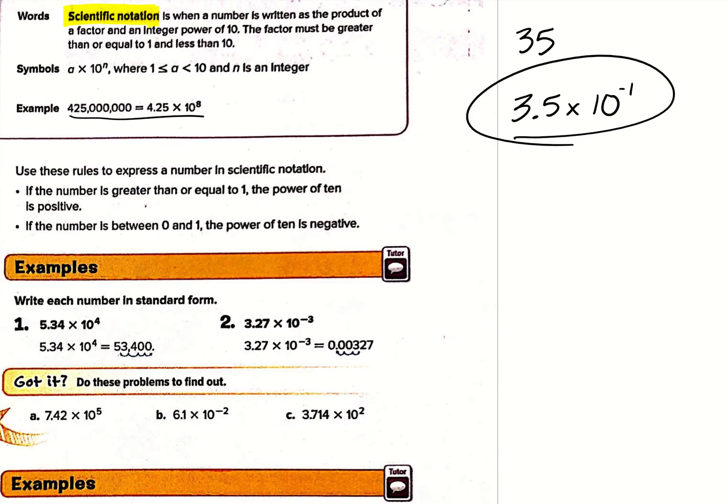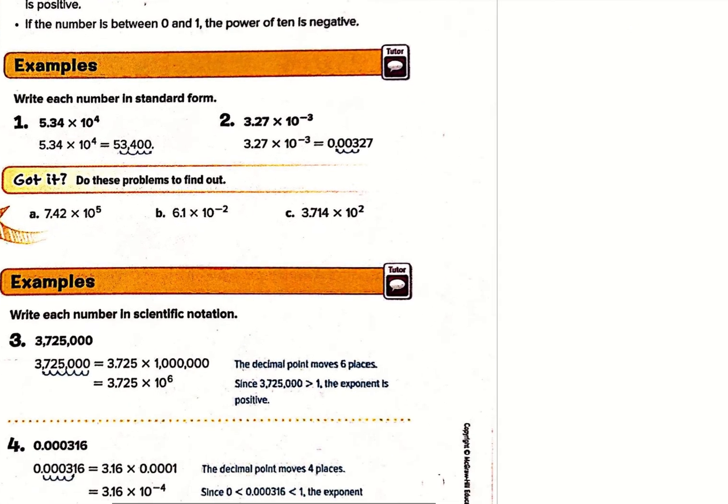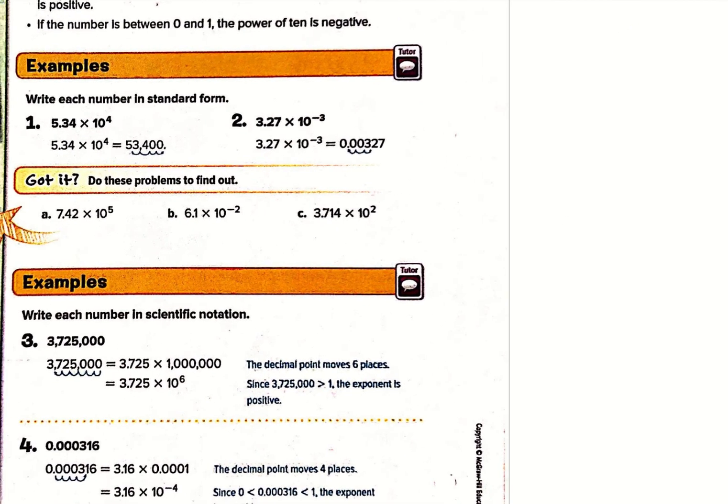Sorry, I just realized I wrote this wrong. That's 10 to the first power. I don't know why I was thinking negative first, but it's 3.5 times 10 to the first power. Now we'll move on to the examples. Sorry about that.